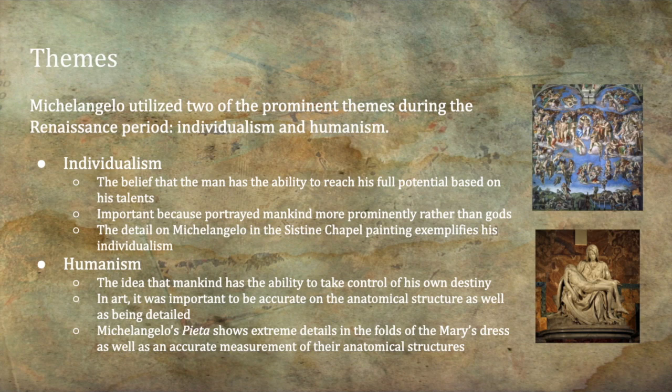Another theme would be humanism, which is the idea that mankind has the ability to take control of his own destiny. In art, it was really important to be accurate on the anatomical structure as well as being detailed. Michelangelo's Pieta shows extreme details in the folds of Mary's dress as well as an accurate measurement of their anatomical structures.